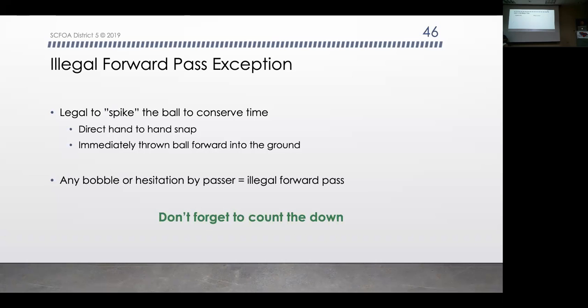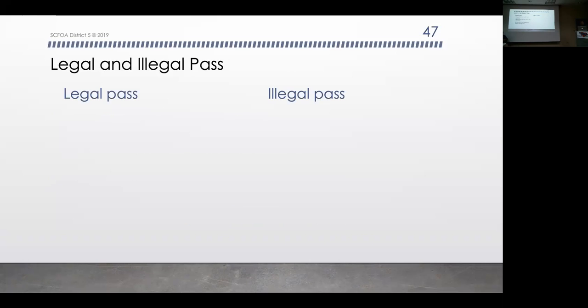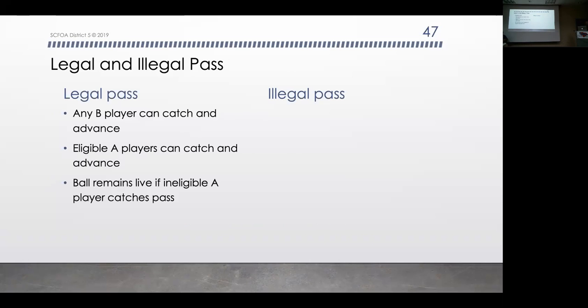All right, so we talked about legal pass. So any B player may catch and advance a legal pass. Eligible A players can catch and advance. The ball remains live if an ineligible A player catches a pass. So an ineligible A can catch it, and the ball remains live, but you have a foul for him catching that pass.